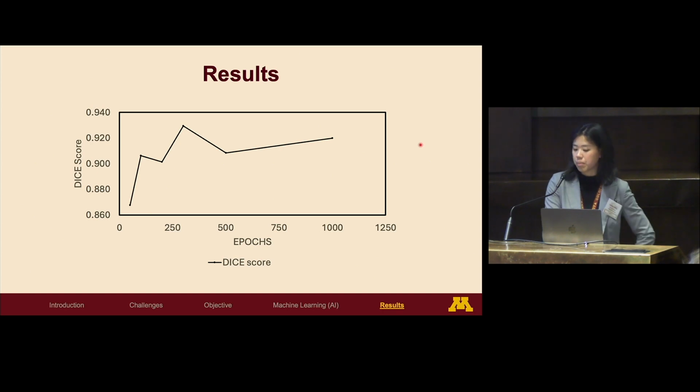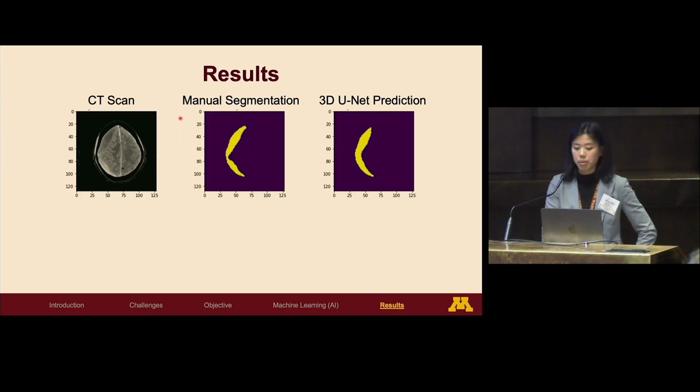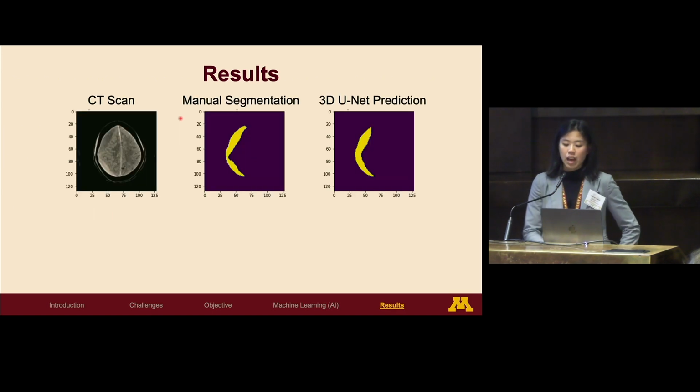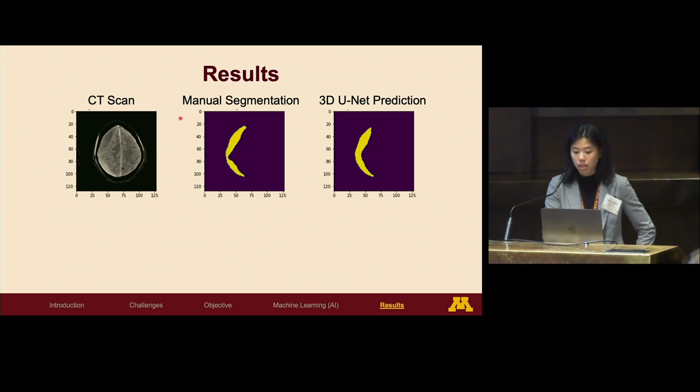We found that 300 epochs was the optimal time for our model. Overall, our model achieved a high dice score, indicating strong overlap between the predicted and actual chronic subdural hematoma region. For a more intuitive understanding, I've included a visual example of the result.